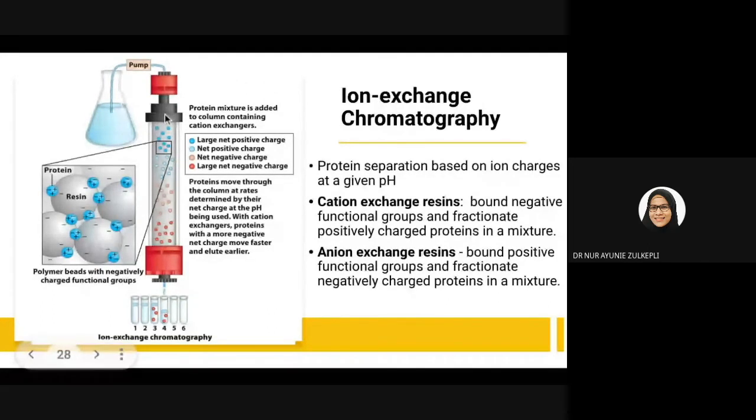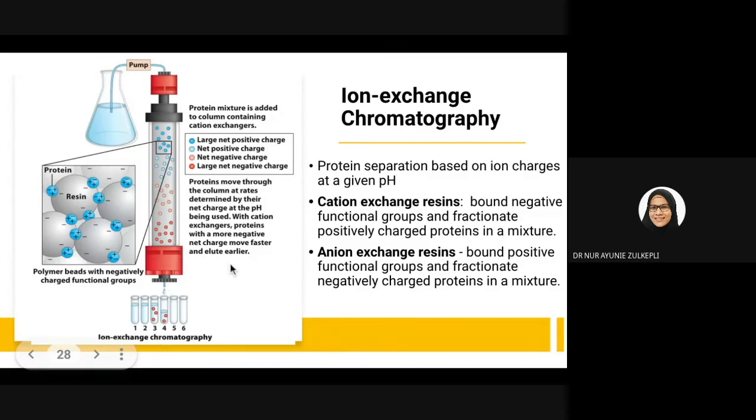So the resin will bind to a negative functional group, and then the positively charged protein that is not needed in the mixture will be washed out. The proteins will move through the column at a rate determined by their net charges. With a cation exchanger, proteins with more negative net charge move faster and elute earlier. So the cation will bind to the negative functional group and it will be eluted.